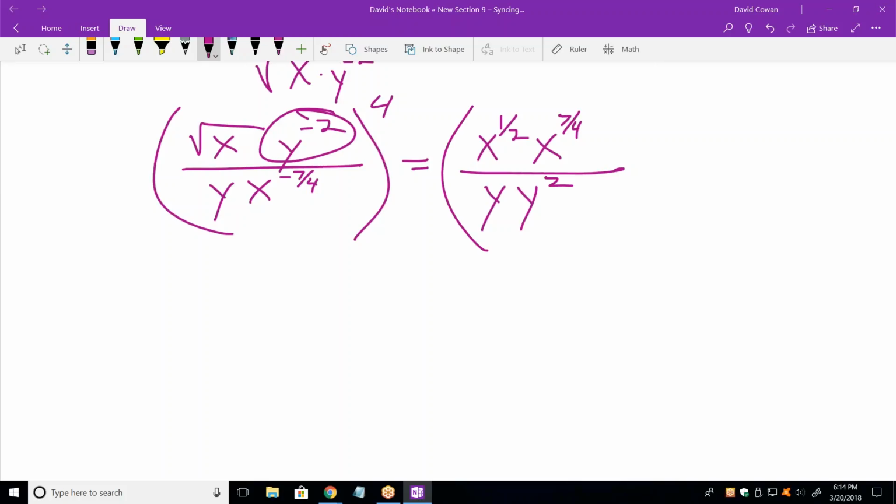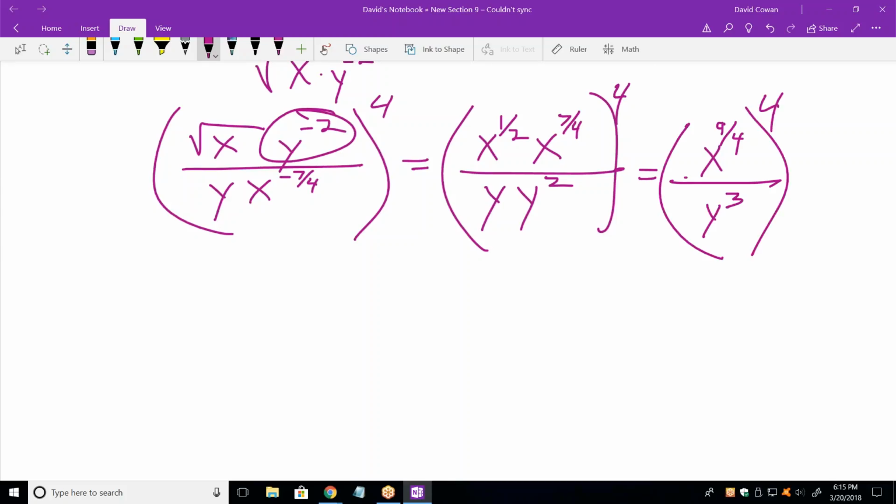All that's to the 4th, but let's combine it. 1/2 plus 7/4 is 9/4. That's y cubed. And now how do you handle that 4? Is it y cubed? Yeah, y times y squared. Oh, because there's the y times, yeah.